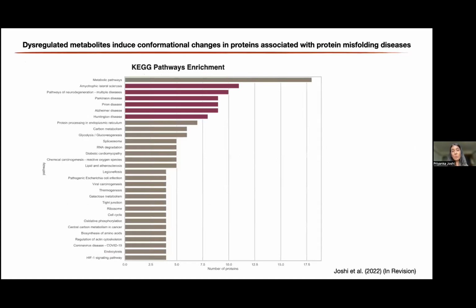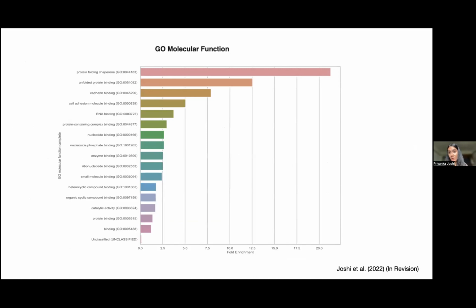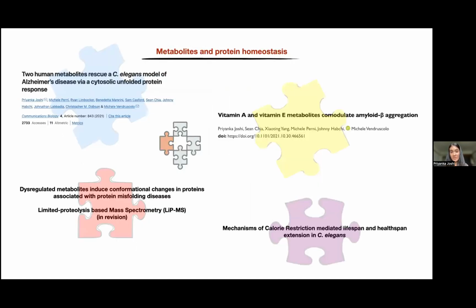And what was most interesting was that these dysregulated metabolites induce conformational changes in the proteins that were associated with protein misfolding diseases. And the molecular function, the top ones, were protein folding chaperones, suggesting that when there is any environmental change, probably the levels of metabolites are dysregulated and fluctuate, and they can have an effect on the conformational change. So together, these three studies were able to bring together these pieces of this jigsaw puzzle, where I show that metabolites can affect protein homeostasis and protein aggregation.